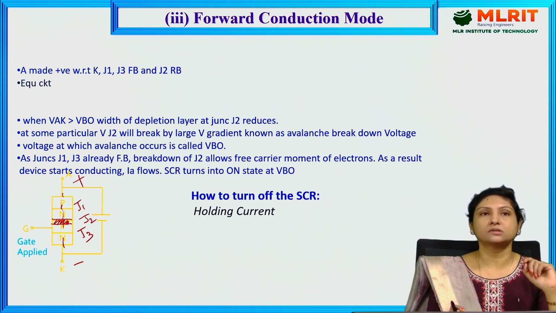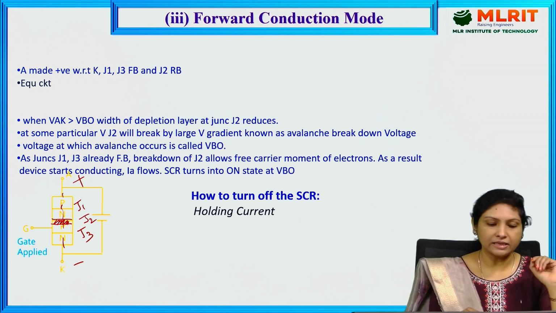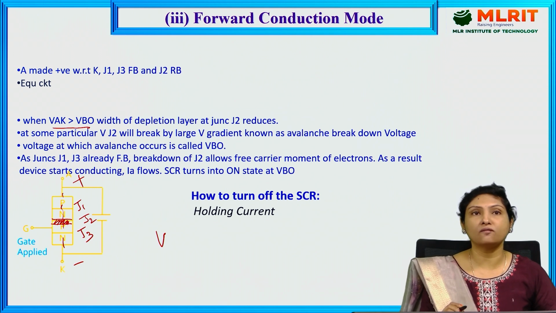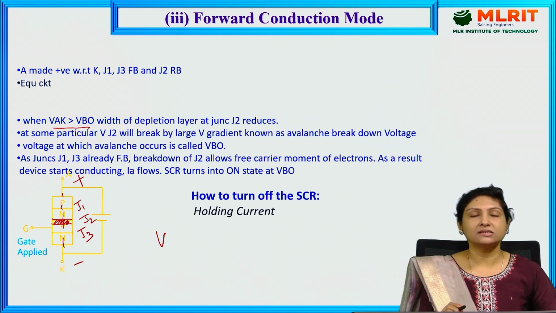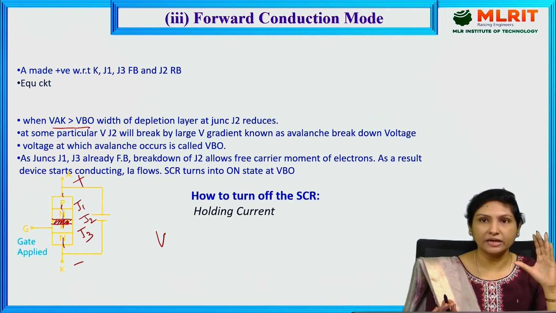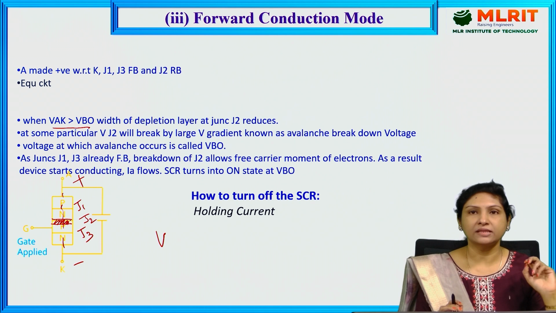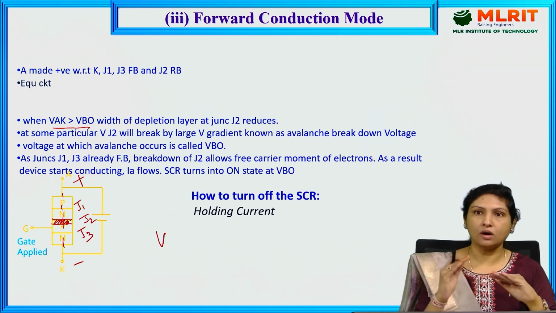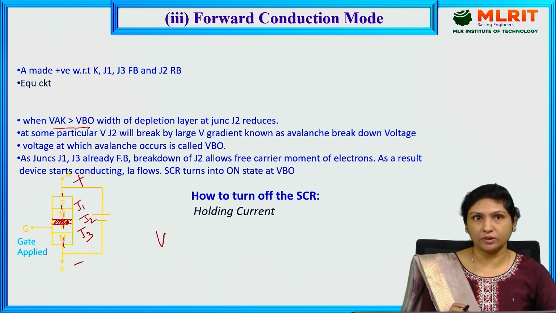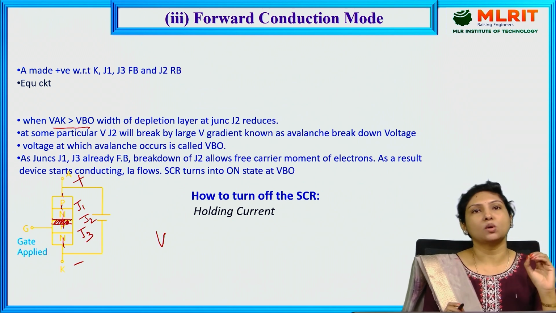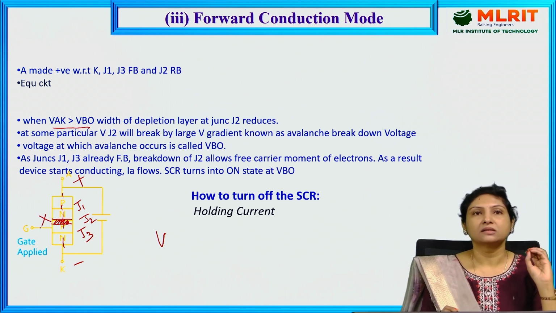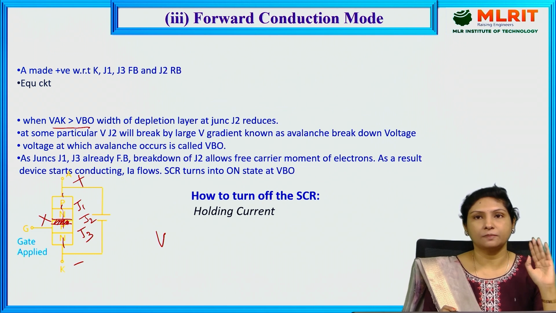So for that purpose, what we do is, we increase the anode to cathode voltage greater than the forward breakover voltage. In that case, the width of the depletion layer at junction J2 reduces. It actually gets narrowed down. If we go on increasing this anode to cathode voltage greater than the forward breakover voltage VBO, at some particular voltage, this depletion layer breaks. And this phenomenon is called avalanche breakdown.